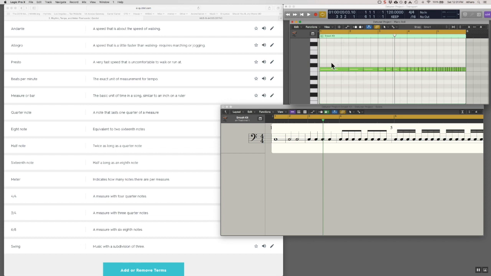Let's listen to what that sounds like as we go from whole notes down to 16th notes. Twice as fast again, twice as fast again, and I'll loop through it one more time here.